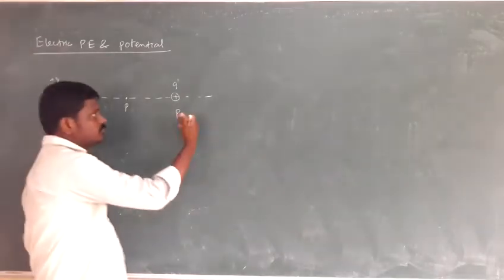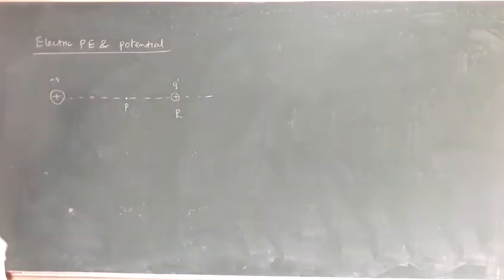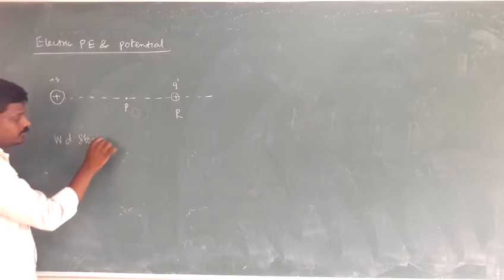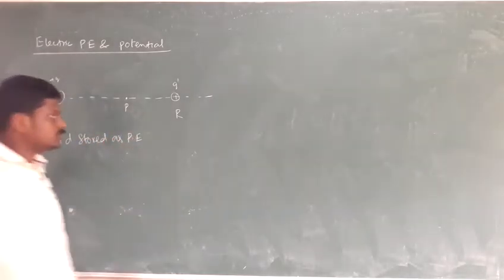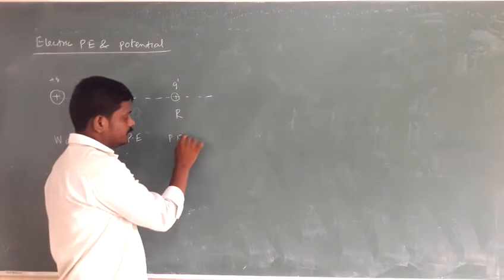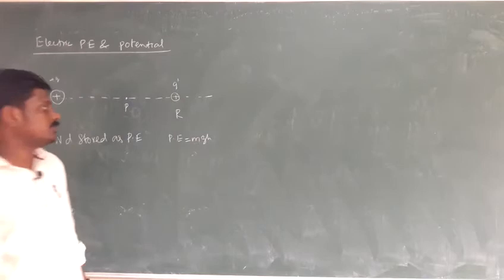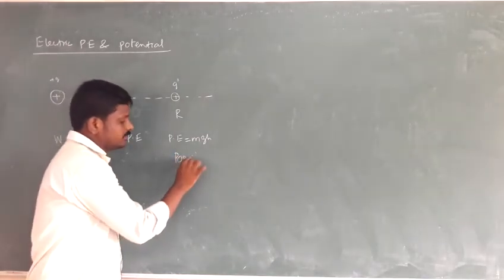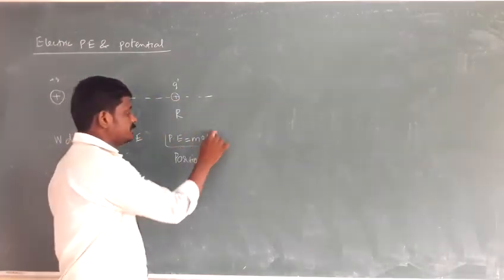So we are applying some force, and the object is moved from R to P. Some work is done, and that work done is stored as potential energy. So what is potential energy? Simply, we write potential energy is equal to mgh. The energy possessed by a body by virtue of its position or state of strain is potential energy.